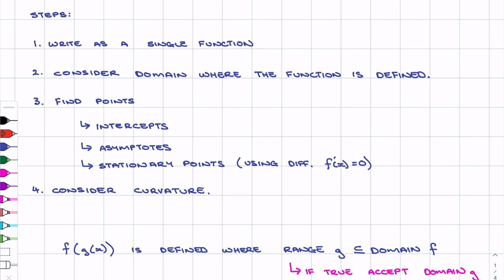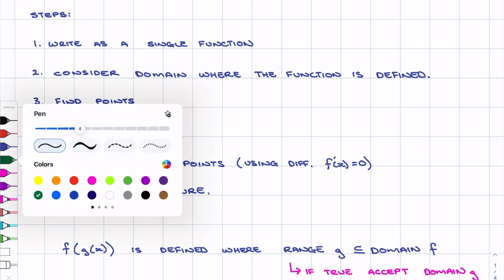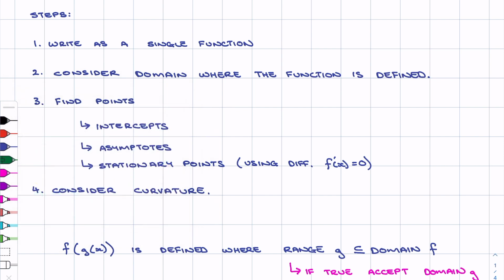What we're going to do is write the function as a single function, have a look at it, and think about how it might be sketched. We're going to consider the domain where the function is defined. Then we're going to find points including the intercepts, asymptotes, and stationary points. We all know how to do that. And then we're going to consider the curvature of the graph.